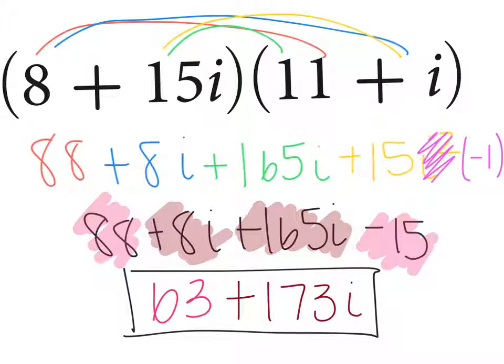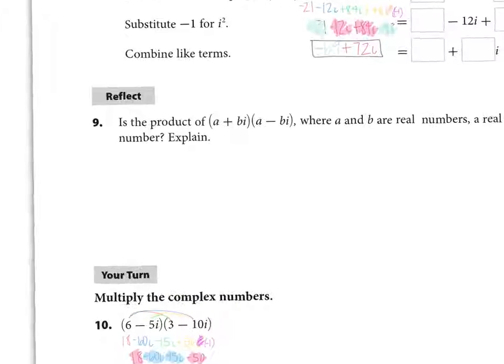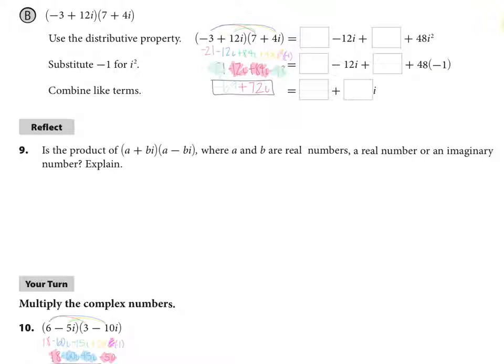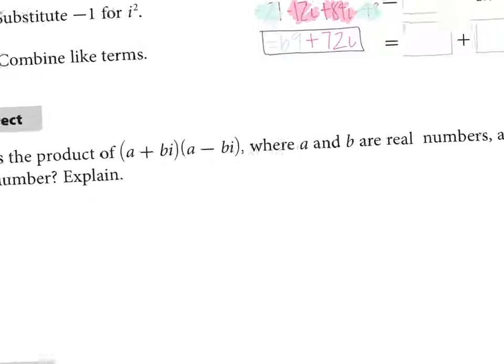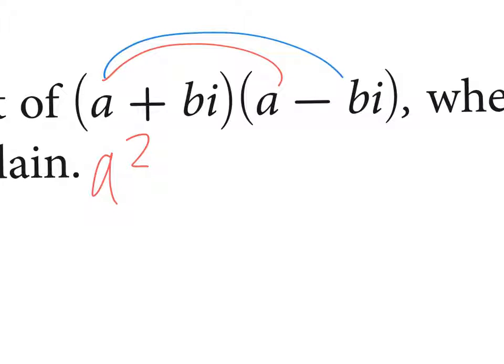All right, we are now going to go back and look at question number 9. The question says, is a plus bi times a minus bi a real number or an imaginary number? So we are going to FOIL this. So if I FOIL a plus bi, well, if I do my first, a times a is a squared. Then I do my outside. a times negative bi would be negative abi.